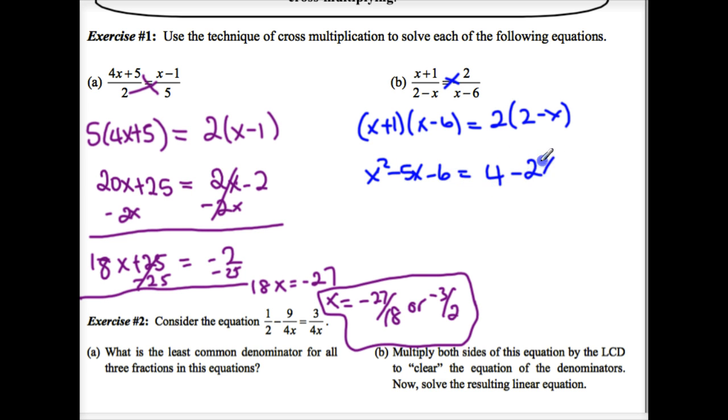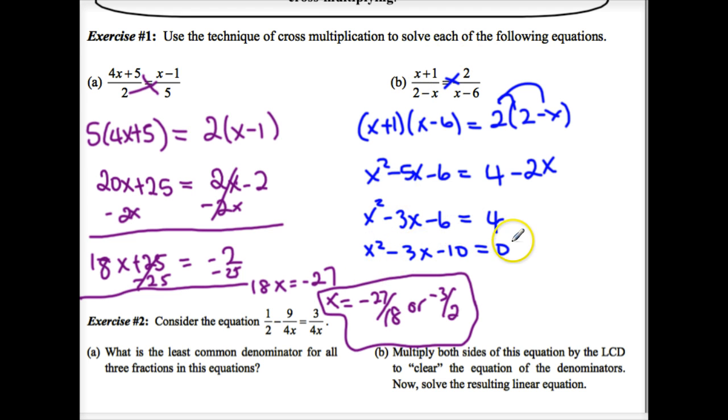Take away 2x. I just distribute this over. Now this is a quadratic, it's squared, so I want to move everything over. So first I want to add 2x on both sides. This gives me x squared minus 3x minus 6 is equal to 4. Minus 4 on both sides now, so x squared minus 3x minus 10 equals 0.